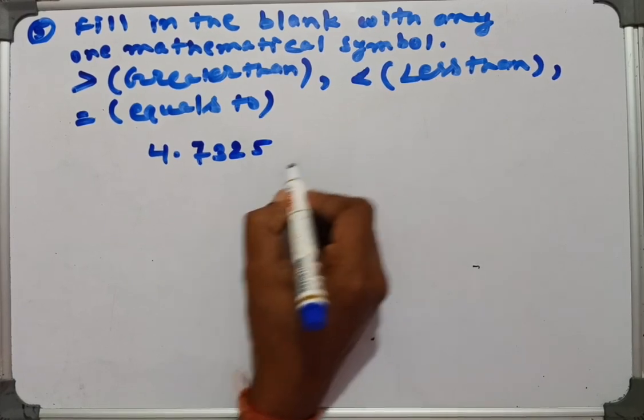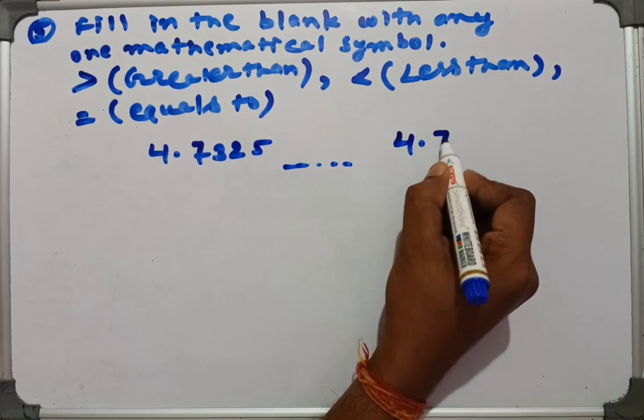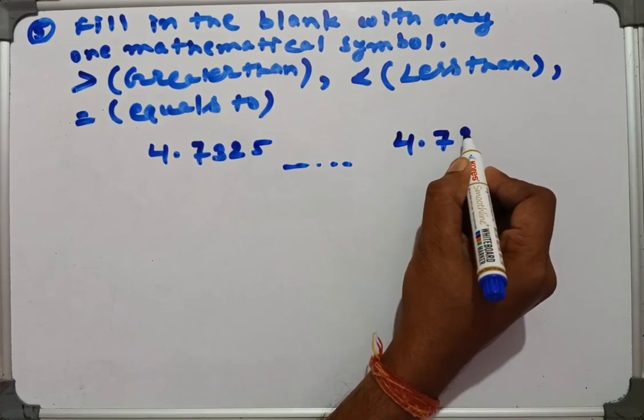Now the question is: 4.7325, here this one, then 4.73.